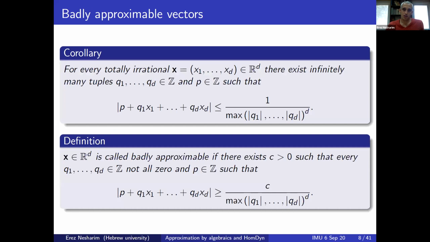Okay, so we have the same corollary as before about infinitely many approximations that are as good as the maximum over the absolute values of the coefficients to the power d, and it gives us a natural notion of what is a badly approximable vector. You might say badly approximable by rational affine hyperplanes, because here we are trying to approximate the vector x1 to xd by finding a rational hyperplane such that it lies close to a rational affine hyperplane.